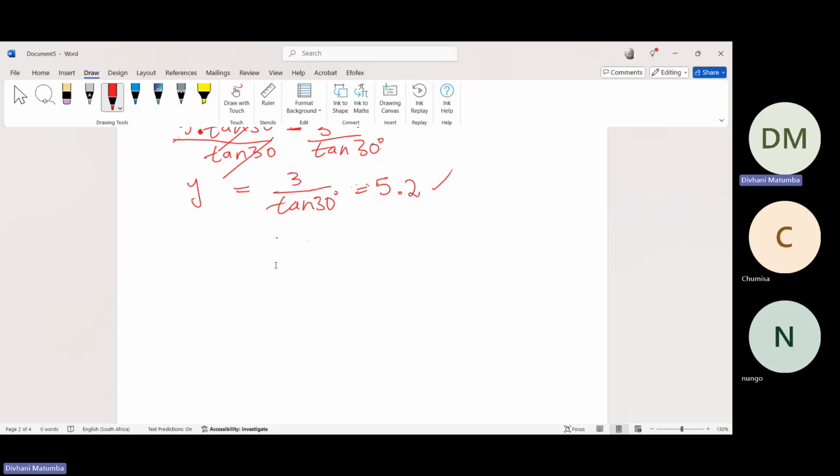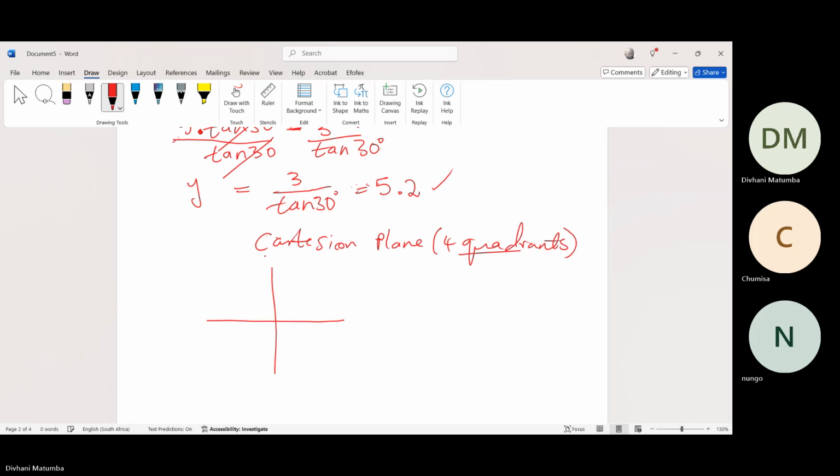What is a Cartesian plane? Okay, so a Cartesian plane has 4 quadrants. The term quad means 4. This is your y, this is your x.